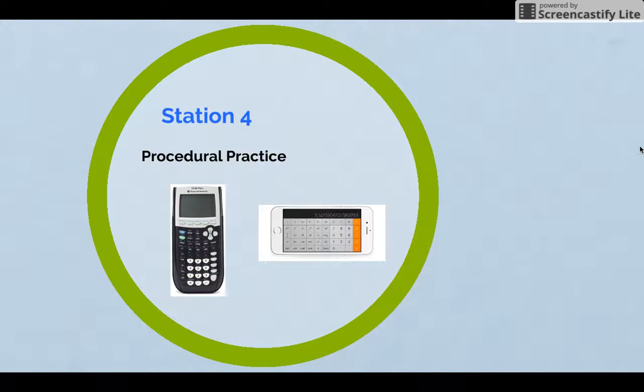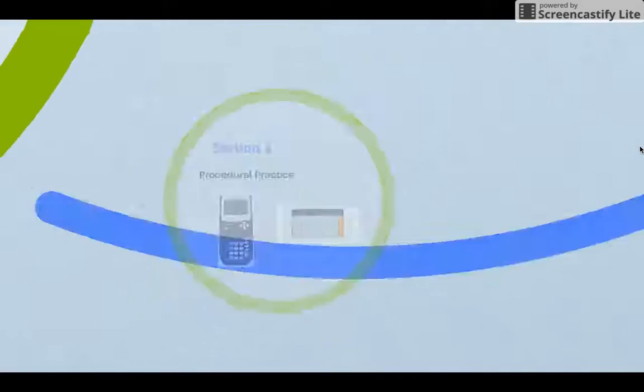Station 4 was more procedural practice, so students were given different formulas, different measures, and they had to calculate volume. This was mostly to practice calculator skills, so whether it was the TI-84 or their cell phone calculator, learning how to use those properly and effectively.